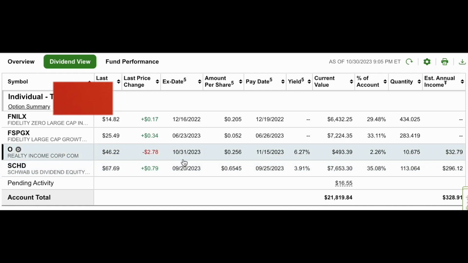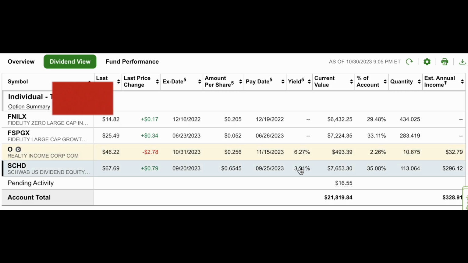But you can see that the ex-date, so tomorrow, Halloween, is the last day that you can buy Realty Income and receive this pay date dividend on November 15th. So 6.27% yearly, and it's 2.26% of the account. I just wanted to show this because this is something I want to add to my portfolio long term. I'm trying to get a cost basis around, let's say, $45. So I was okay paying this price. But it already shows you that just this $500 investment is going to yield me $32 a year. So not bad for 6%.